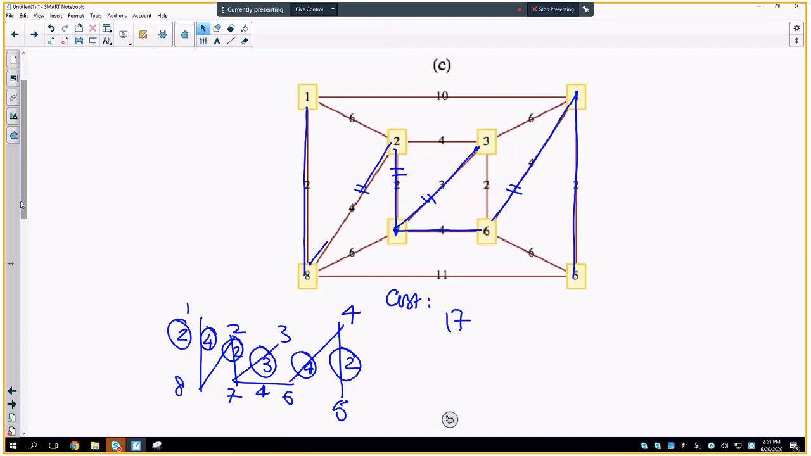So the process is fair and very simple but very efficient. And your homework problems are mostly consisting of problems where you are going to be given a graph and you have to find out the minimal spanning tree. And more precisely, I would ask you to write down the cost of the minimal spanning tree.